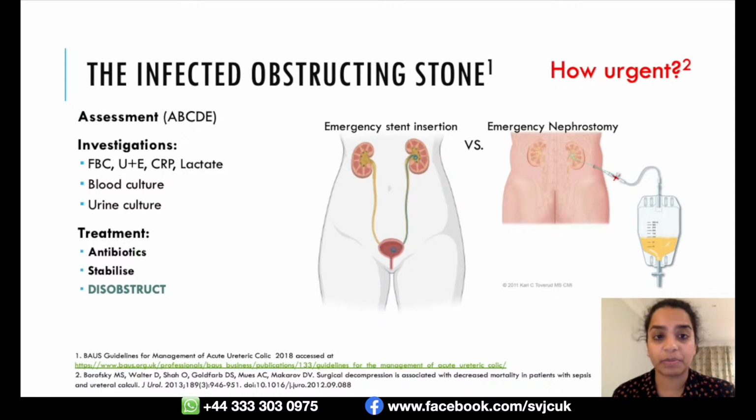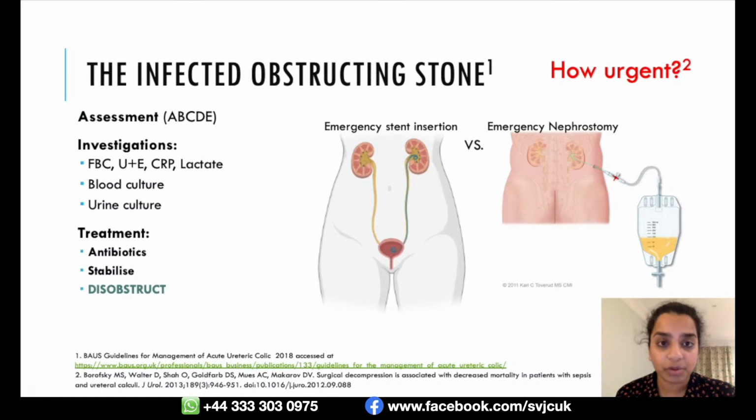The treatment would be initiated, and that should include intravenous fluids, intravenous antibiotics, and an urgent decision of how you're going to disobstruct the patient. The two options that we tend to have are stent insertion, which is a general anaesthetic operation to insert a plastic straw-like structure, which you can see in the picture on the left in green, sitting in the left ureter, which allows continuous passage of urine bypassing the stone through the stent.